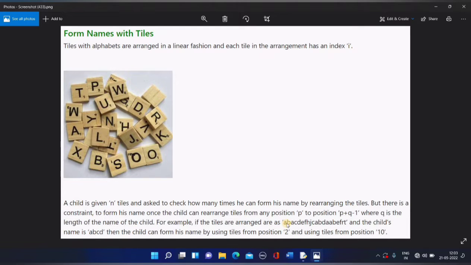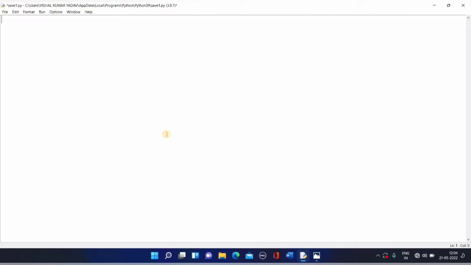Now if you look at position 2, BACD, if you rearrange all these 4 letters, you'll be able to make the name ABCD. That is why it's written that the child's name can be found by using tiles from position 2 as well as from position 10, because I guess this is position 10. So C, A, B and D, if you arrange all these 4 letters, you'll be able to form the name ABCD. That is why we have 2 outputs. Tiles from position 2 and tiles from position 10 can be used to make this name. That is all we have to do. I've got a very short and simple code for this.